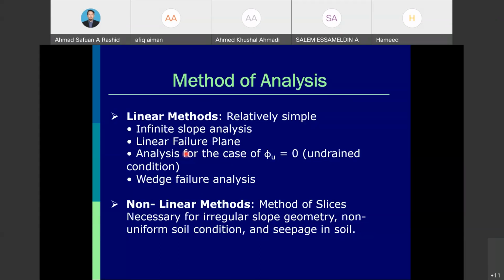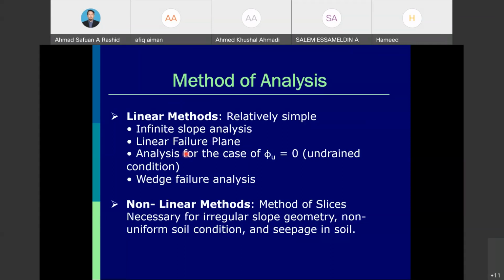However, with the current development of numerical tools or software, we can easily conduct, for example, more than 2,000 analyses within less than 1 minute. On this particular subject, we may learn manually how to analyze the result based on the method of slices.